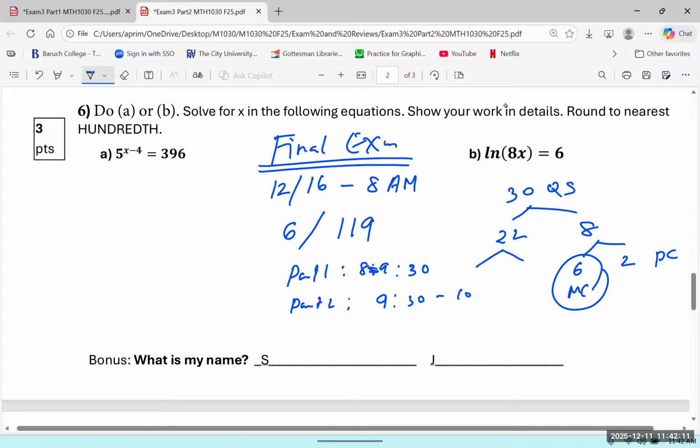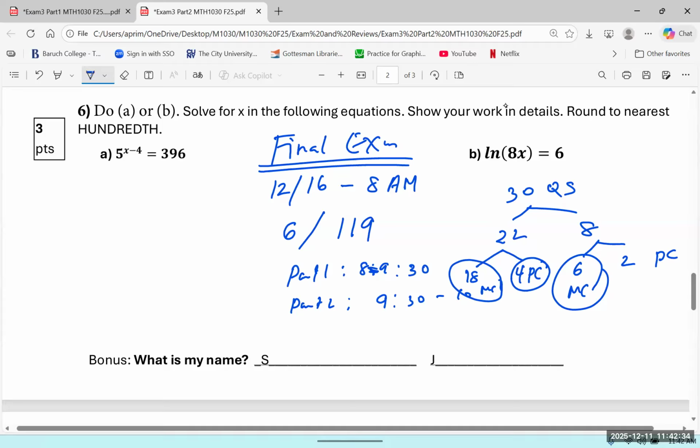Also, in the 22 first part, non-calculator, 4 questions, you'll get partial credit. And what is 22 minus 4? 18. 18 multiple choice. So 18 plus 6, 22 questions. 22 questions, you get either full credit or no credit.